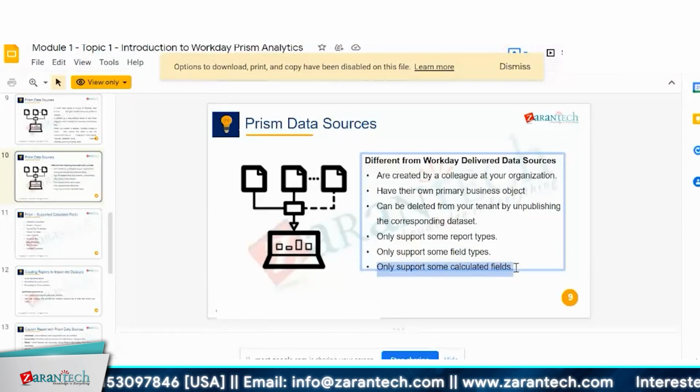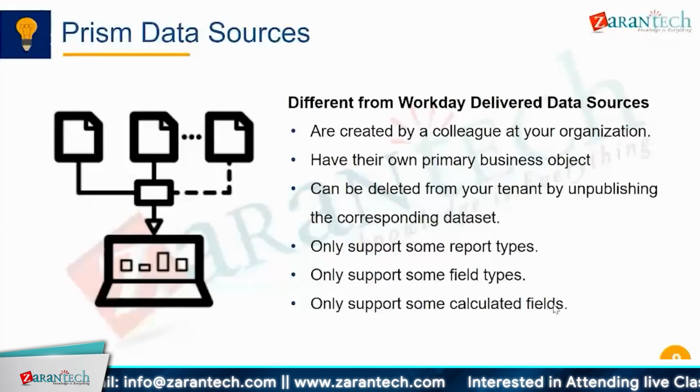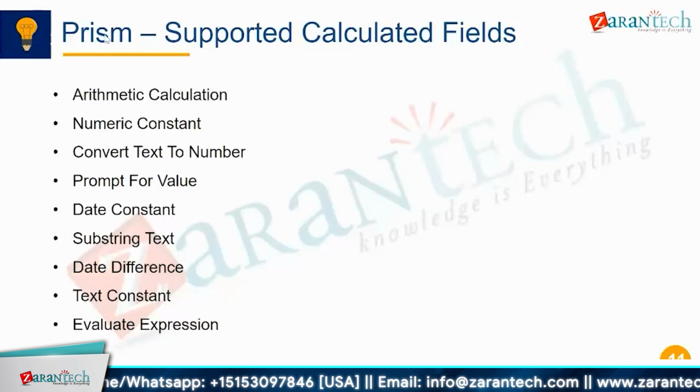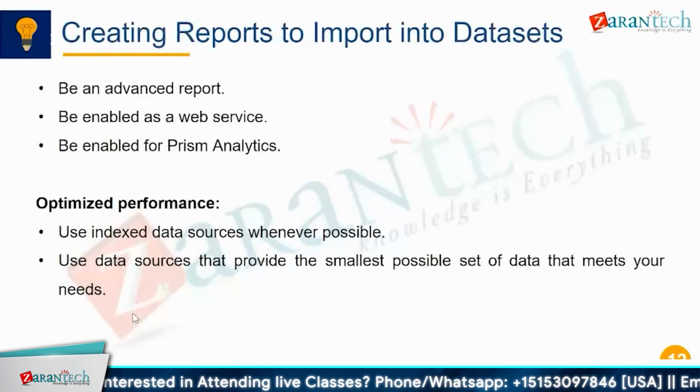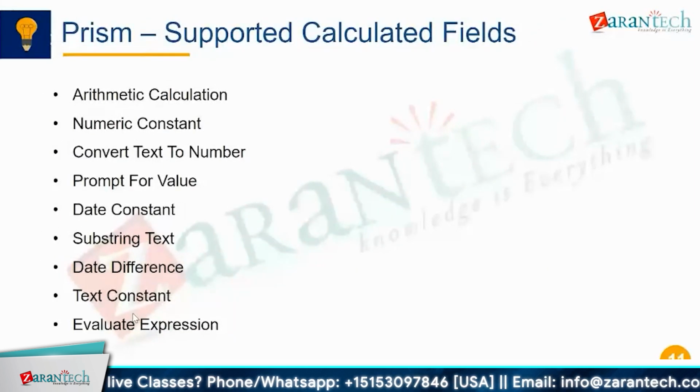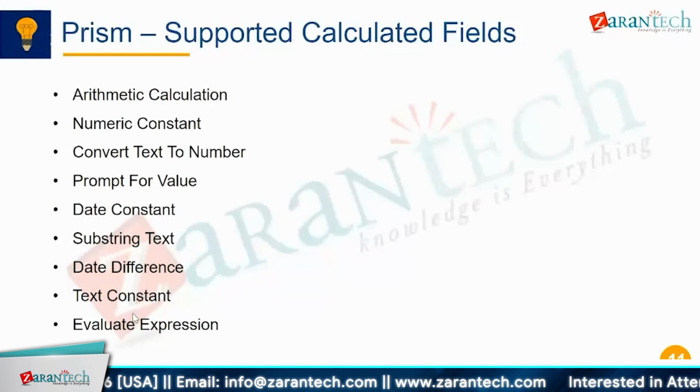If we use the custom report which is on a Prism data source, we cannot use all the calculated field types. These are the calculated fields supported by Prism: automatic, numeric constant, date constant, substring, date difference, and immediate expression. We cannot use the others because multi-instance fields cannot be brought into Prism. So these are only some of the Prism supported calculated fields.